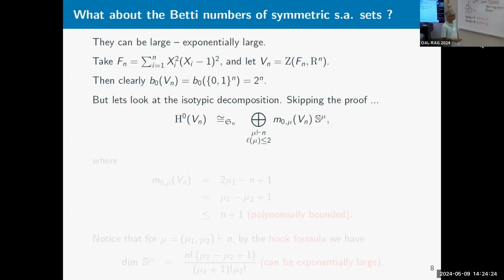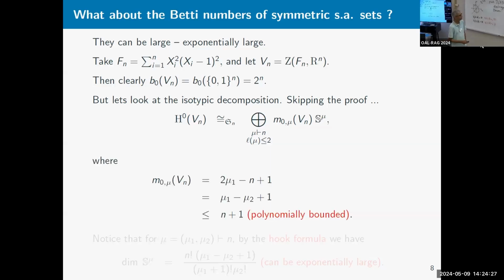So it only goes over partitions of length at most 2, and the multiplicity is actually this number. It's 2 times mu_1 minus n, where I'm representing the partition mu as (mu_1, mu_2), so mu_1 is greater than or equal to mu_2. And you see that this multiplicity is at most n plus 1, and so it's polynomially bounded.